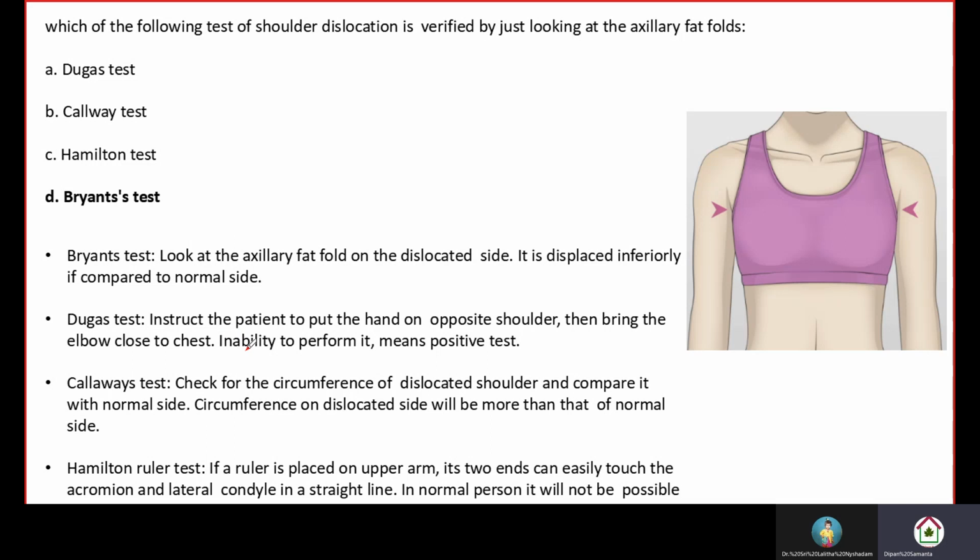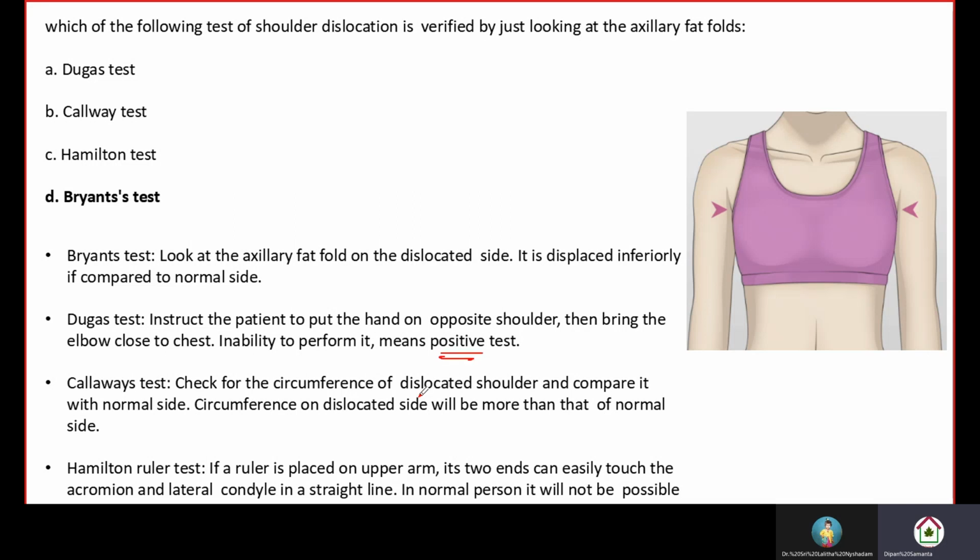Dugas test. In Dugas test, what happens? If the patient is asked to put the hand on the opposite shoulder, then bring the elbow close to the chest, he or she cannot perform it. That means it's a positive one.